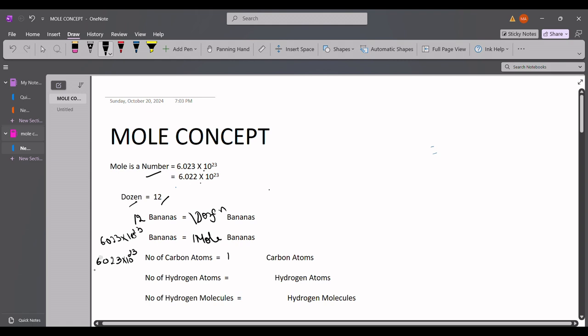then I can also say that I have 1 mole of carbon atoms. Similarly, if I have 6.023 into 10 raised to power 23 hydrogen atoms, then I have 1 mole of hydrogen atoms. But if I say atoms, then it should be atoms only. If I say molecules, then it will be molecules. If I have 6.023 into 10 raised to power 23 hydrogen molecules, then I have 1 mole of hydrogen molecules, not atoms, right?